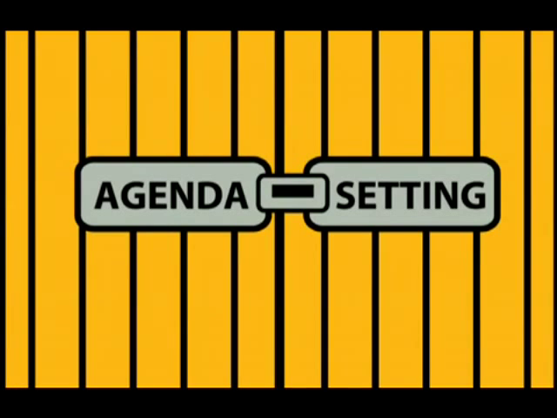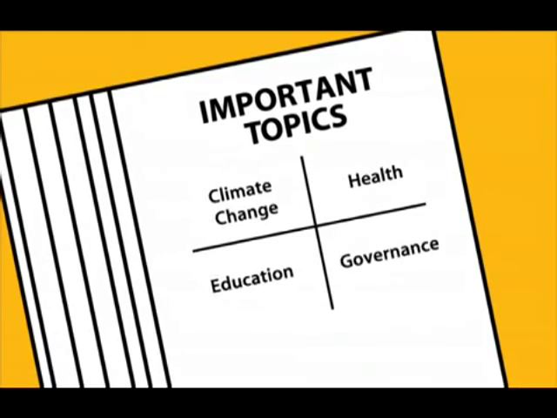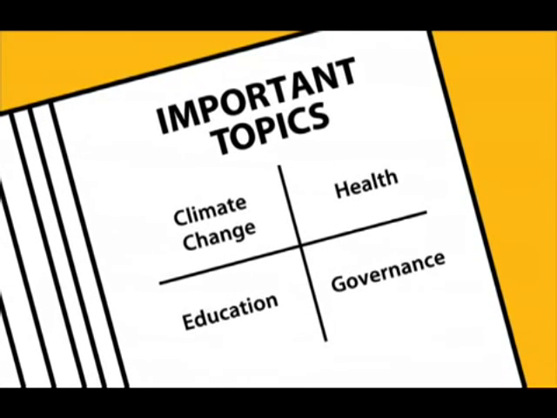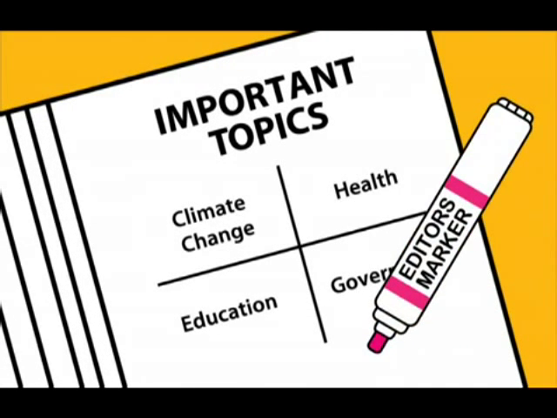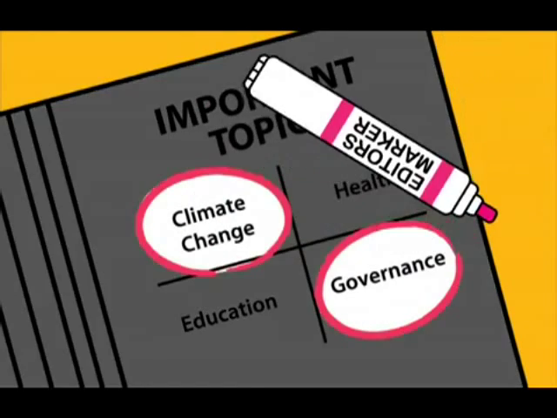Agenda setting. Also called gatekeeping, this refers to the fact that the media controls the information we get, and therefore what we think about. Editors have a lot of power here, because they are ultimately the ones who decide what we're thinking about. Framing. Frames are the particular treatment or spin applied to a message.